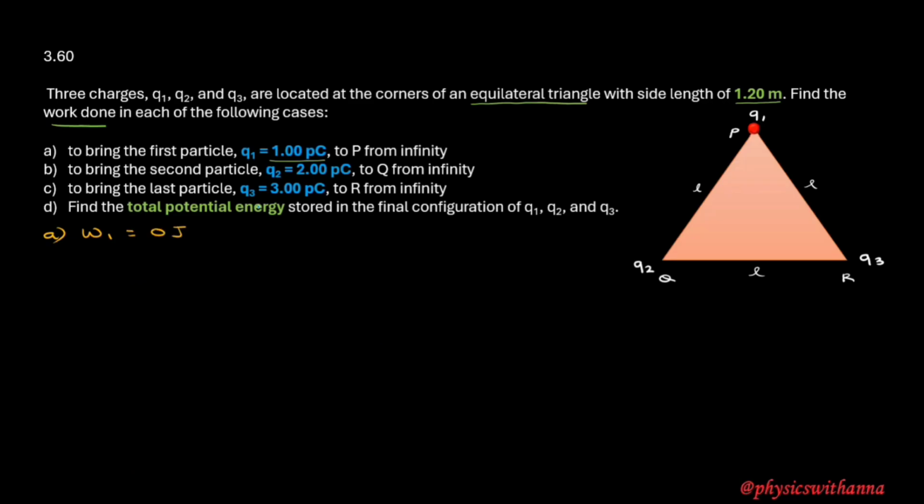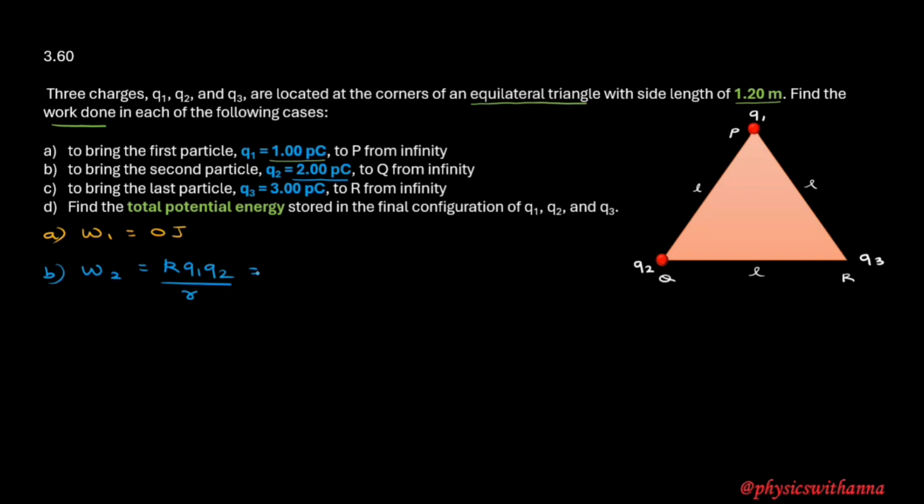Next in part B, we bring the second particle Q2, which has a charge of 2 picocoulomb, to Q from infinity. Now when you bring charge Q2 from infinity to point Q, you have to do work against charge Q1. So we can write work done in bringing charge Q2 as W2 equal to K Q1 Q2 over R. And this work has to be done because of the interaction between Q1 and Q2, and R is the distance between them.